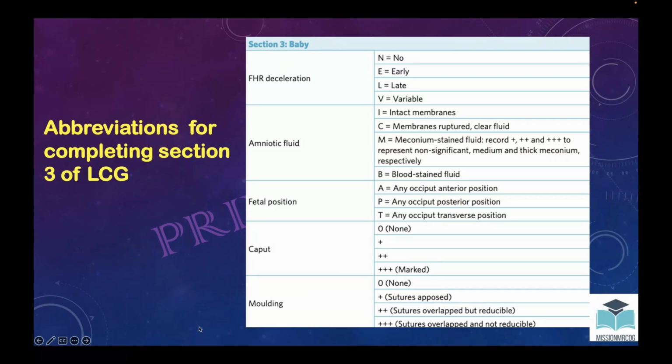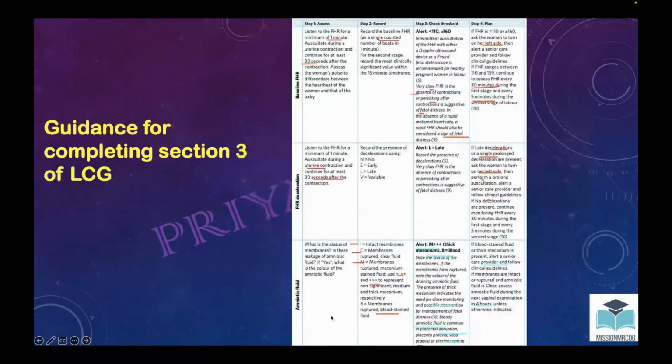Okay, and these we already know. Plus is sutures apposed, 2 plus is sutures overlap but reducible, 3 plus is sutures overlap and we can't reduce them. So these are the abbreviations for completing section 3 of the LCG. Now this you have to, like, it is too much, but I'll just explain it to you. So this is the guidance for completing section 3 of the LCG.